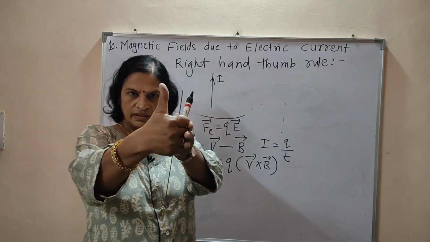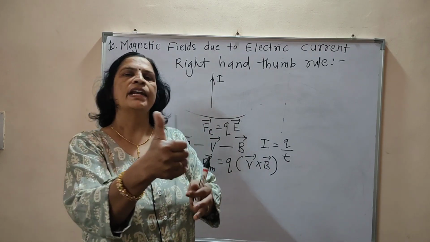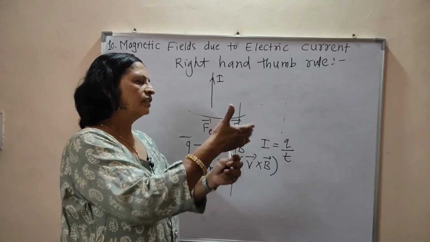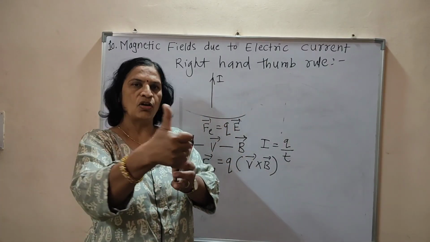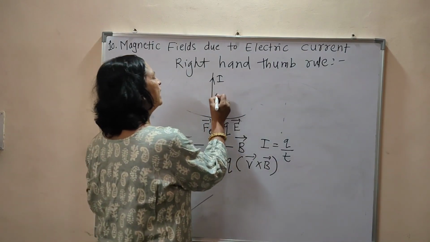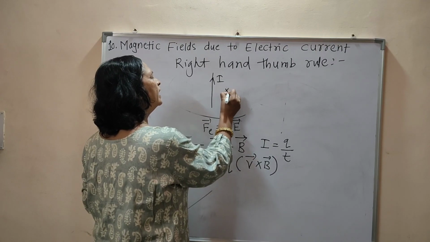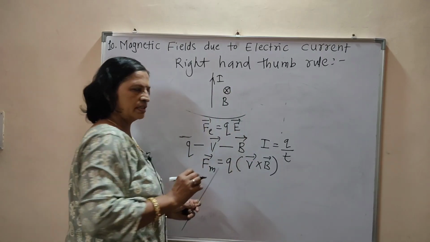In this manner, the curled fingers give you the direction of B, and that is in the inward direction. The sense is anti-clockwise, and the inward direction of B is denoted by a cross.